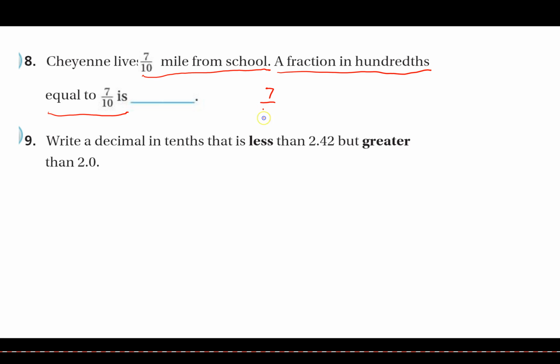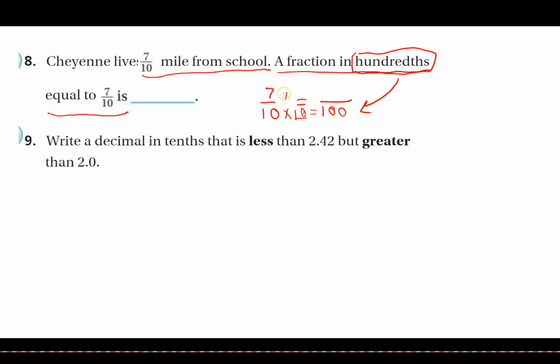So again, I have 7/10. I want to make an equivalent fraction, which we've done before, using hundredths. So that tells me what my denominator needs to be. My denominator needs to be 100. I got that from that statement right there in the problem. So if I want to make it equivalent, what can I multiply the denominator by to get it up to 100? So 10 times what? If you know your math facts, you know 10 times 10 gives you 100.